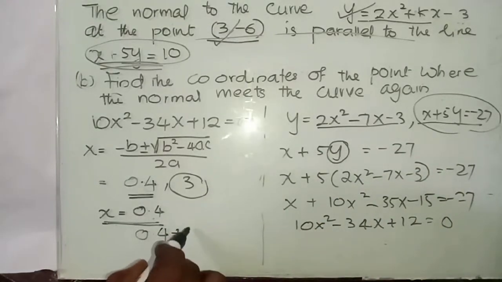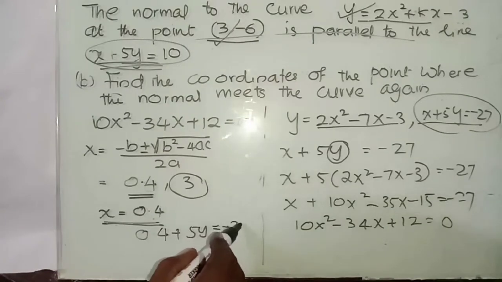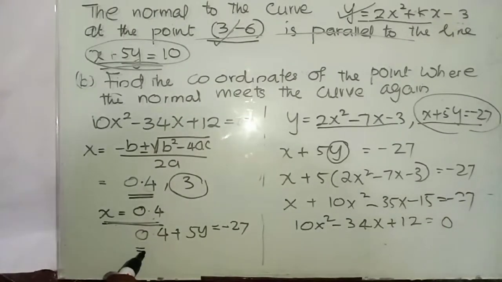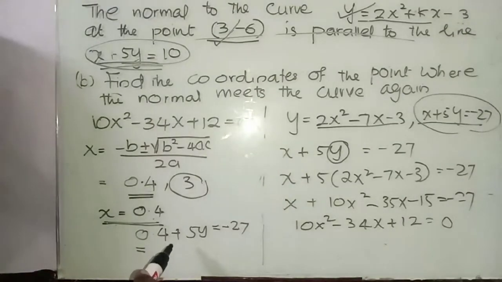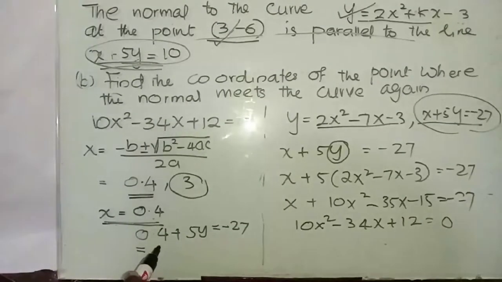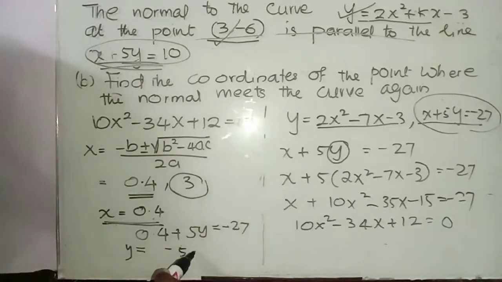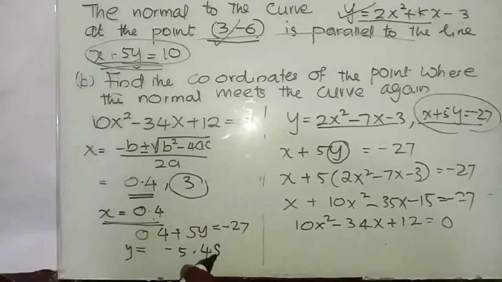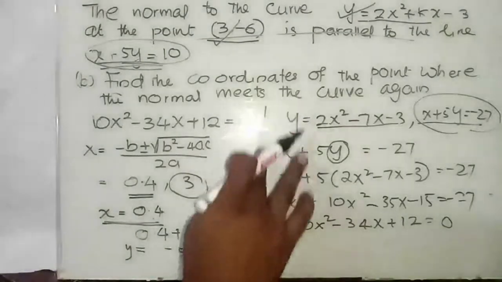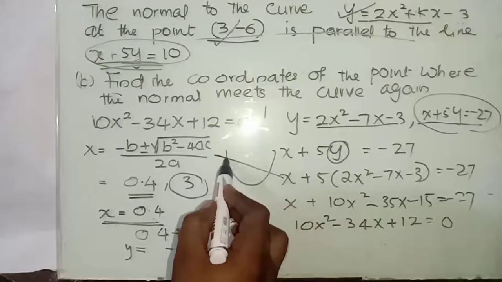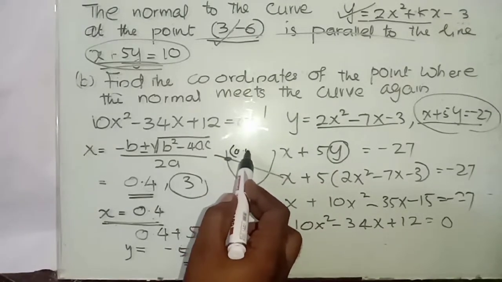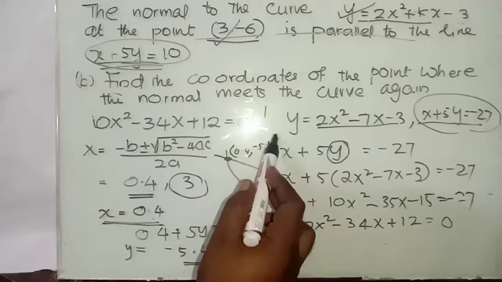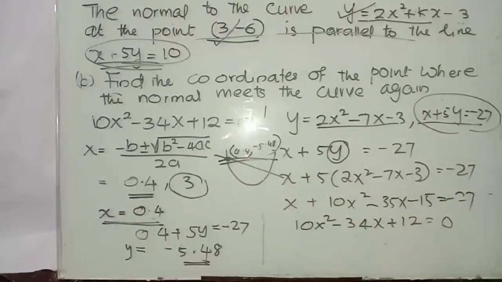0.4 plus 5y is equal to minus 27, and solve it, we get the value of y as minus 5.48. That means the next intersection point is (0.4, -5.48) as the answer. Okay, thank you.